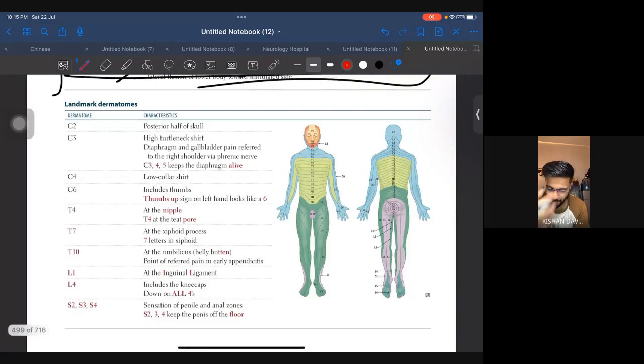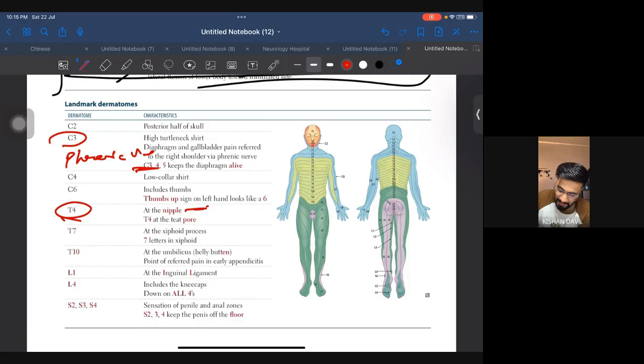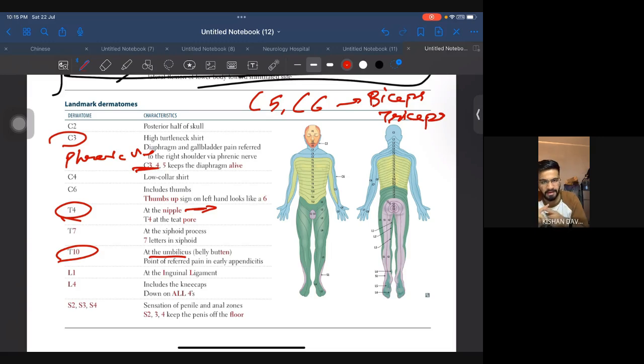All right, landmark dermatome. So what is important over here is C3. Okay, so C3 का अगर आया तो phrenic nerve याद रखना. Okay, then T4 आया, so it is at the nipple. Then if they ask C5 C6, they are asking you about the biceps and triceps. ऊपर देख ही लिया अपन ने, but this you also have to remember. T10 is umbilicus. Okay, and that's it. These three are very important. C3 phrenic nerve, T4 nipple, T10 umbilicus.